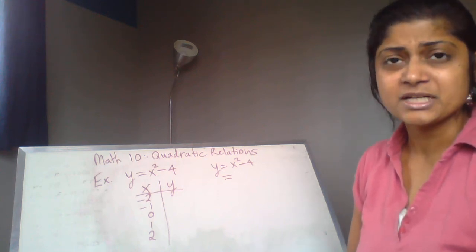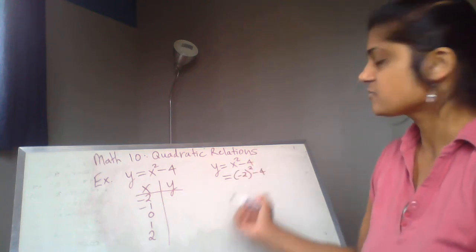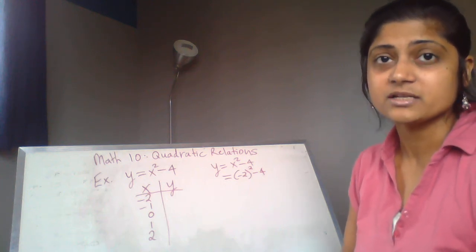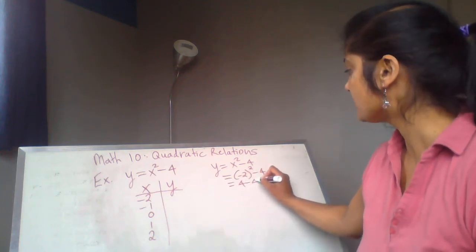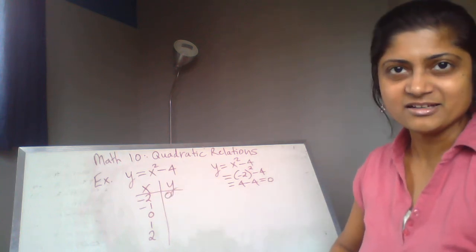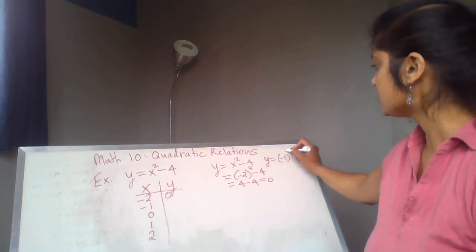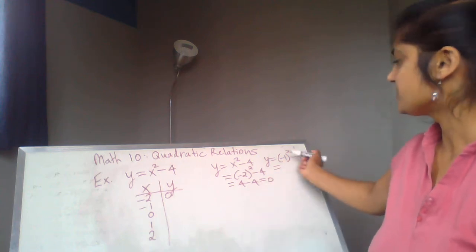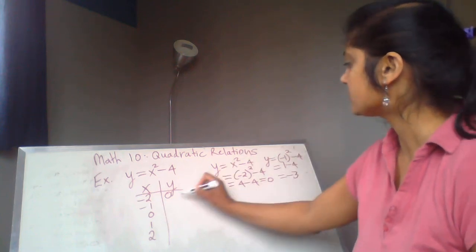So the first value I want to plug in here is -2. So I'm going to do -2 squared minus 4. Remember again, this is -2 squared, so -2 times -2, +4. So this is 4 minus 4, which is equal to 0. Just like that, and then I'm going to plug in my -1. So I'll do -1 squared minus 4, and this is going to become +1, so it's going to be 1 minus 4, and that's equal to -3.